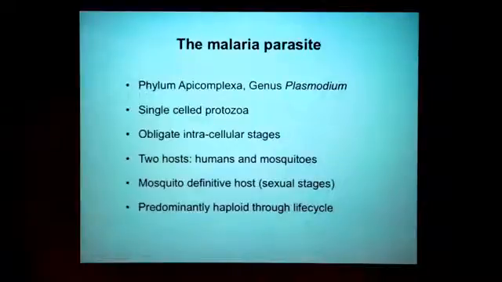It's an obligate intracellular parasite, so throughout its life cycle it must invade host cells in order to complete its development. Two hosts, humans and mosquitoes, and the mosquito we would classify as the definitive host because that's where sexual reproduction happens. And it's predominantly haploid through the genome. The main feature of that is that it's a real pain if you want to do genetic modification, because most of the time, being haploid, if you have an essential gene, you can't just knock it out. So that creates a real problem for the genetics.